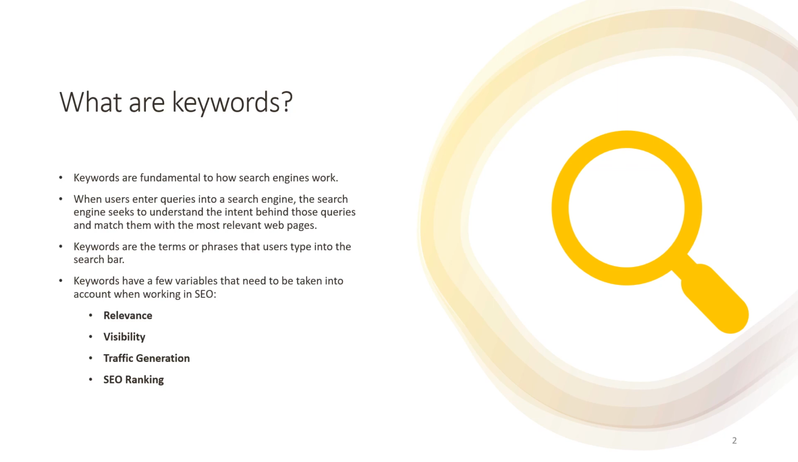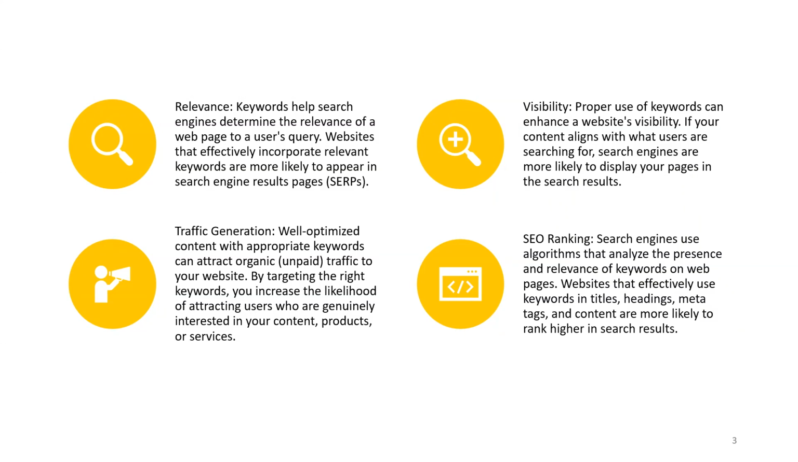Okay? Keywords have a few variables that need to be taken into account when you are seriously looking at them. Those are relevance, visibility, traffic generation, and SEO ranking. More than that, keywords, and I'm going to give you some definitions, but that's not really entirely it. Here they are. Keywords in terms of relevance doesn't just mean relevance to a web page, right? For example, if you put a keyword on your web page talking about, I don't know, honey, right? We're talking about honey on this web page, and that is one of your key focus keywords.